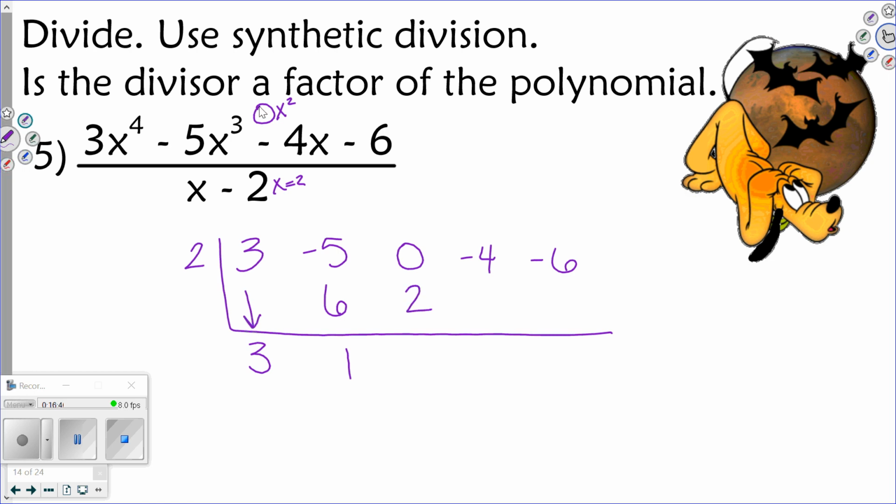0 plus 2. 2 times 2. Negative 4 plus 4. 2 times 0. You'd be shocked how many people miss that one. Negative 6 plus 0. So right before I even put anything back into this, will you have a remainder? Yeah. If you got a number at the end, that's a remainder.